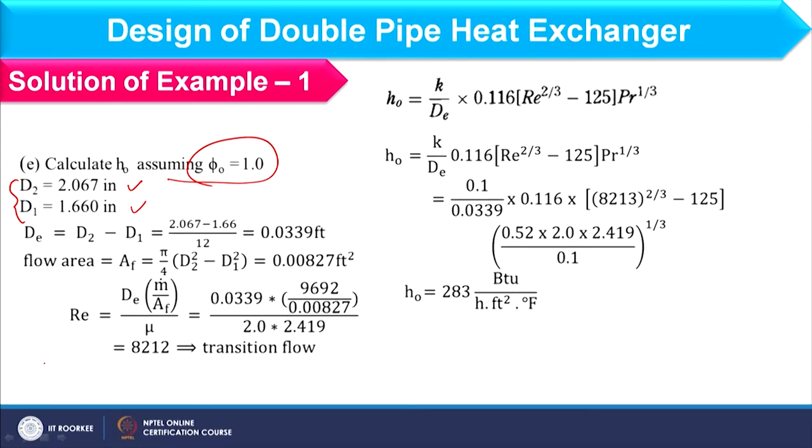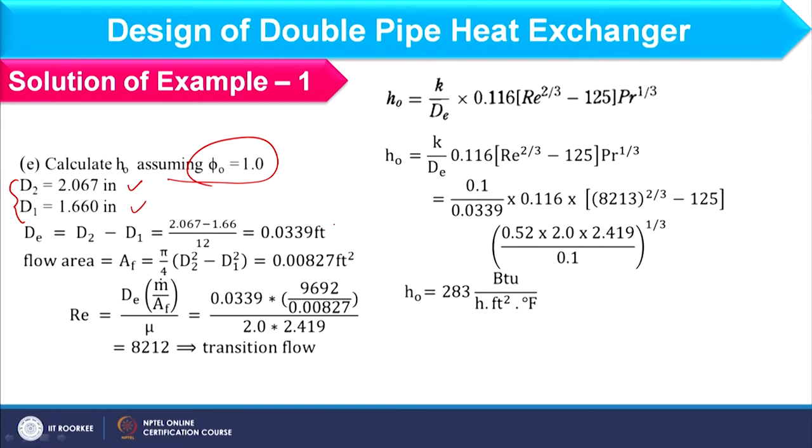We have just seen how these values have been obtained. Now once I am having D2 and D1, which I have also represented as D0 and DI, corresponding to annular side, not DI of inner pipe, right, which we have discussed in the last slide. So here we have D2 and D1 value, and considering this, we can calculate equivalent diameter as 0.0339 feet. Fine. And next we can find out the flow area. Flow area is pi by 4 (D2 square minus D1 square). That is simple calculation.